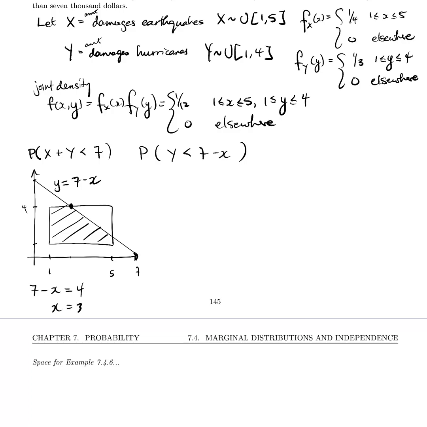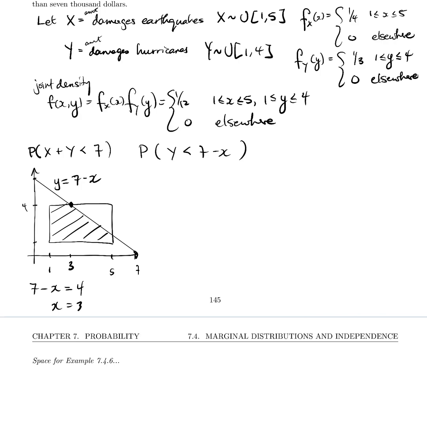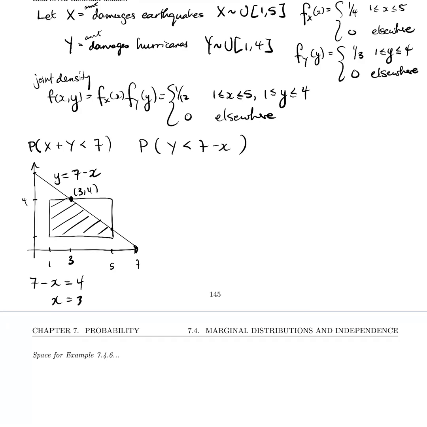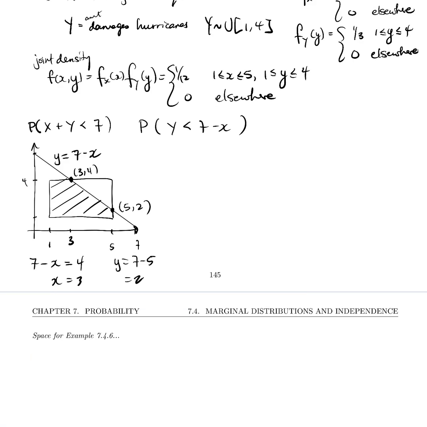So that is here when we're at 3. So that is the point 3, 4. And here now x is equal to 5. So y is 7 minus 5, which is 2. So that is the point 5, 2. So we want the integral over that region, which we could set up.